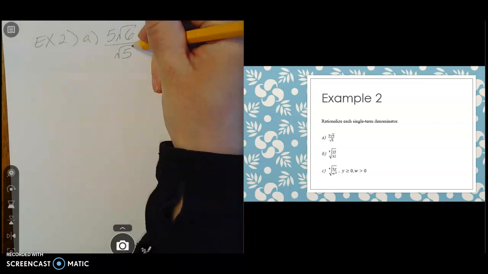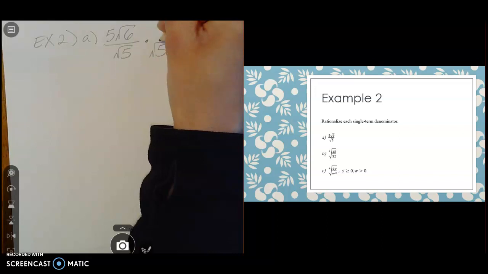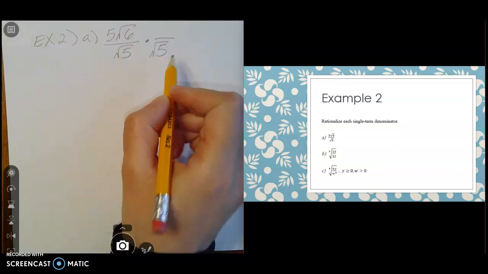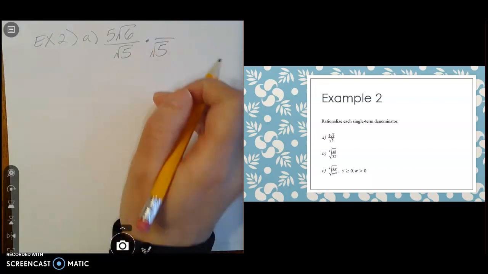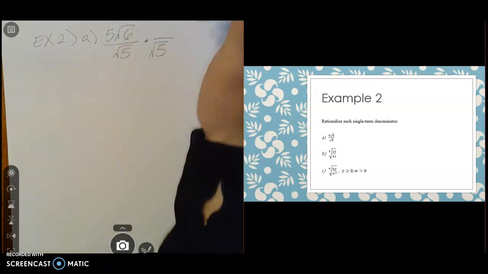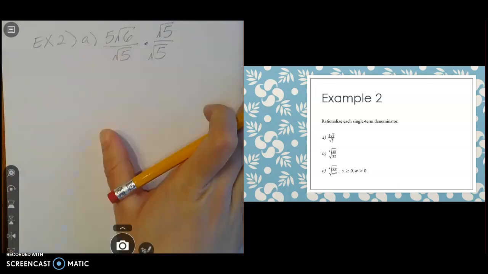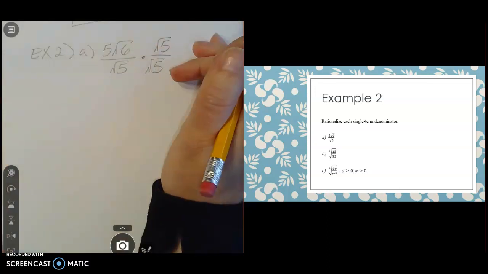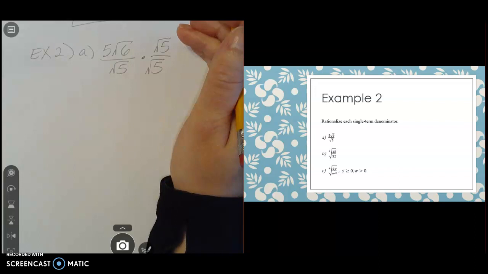If I want to get rid of that square root of 5, I'm going to multiply by the square root of 5, because then I would have the square root of 25, which is a perfect square, and that takes it out of the square root. The thing, though, is that if you multiply the denominator by something, you've got to multiply the numerator by the same thing to keep it equivalent. This is multiplying by a fun version of 1. You're multiplying the top and the bottom by the same thing, so it stays equivalent.